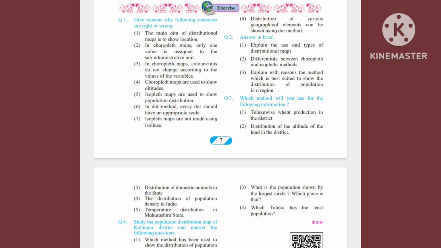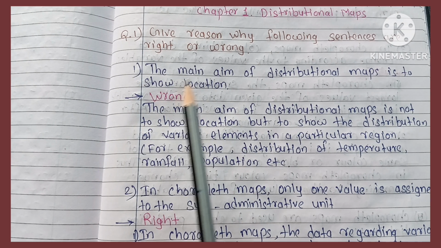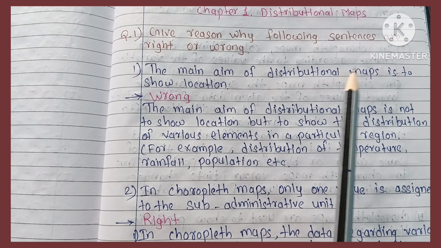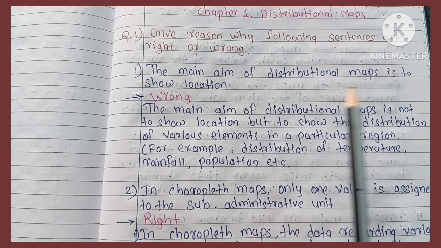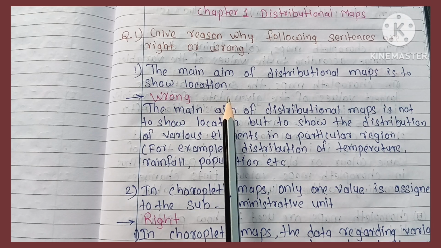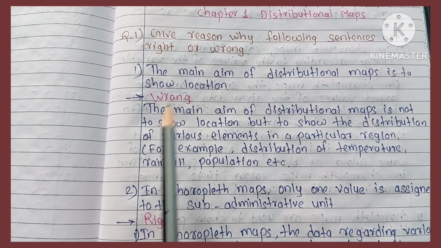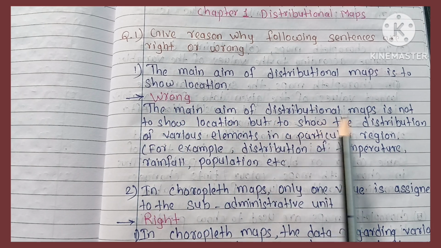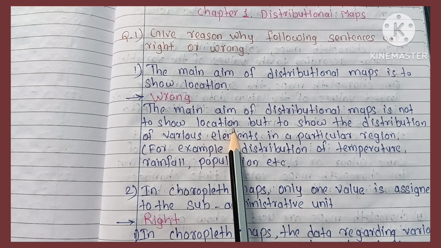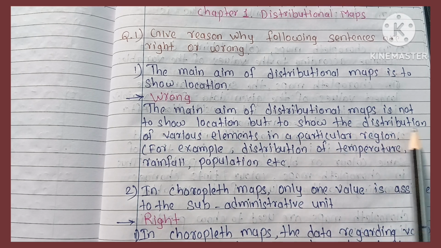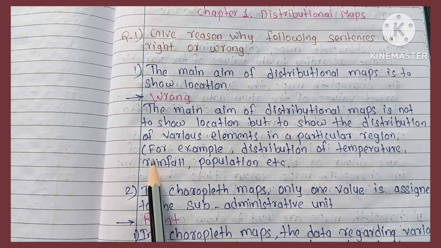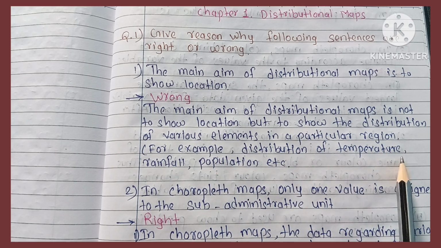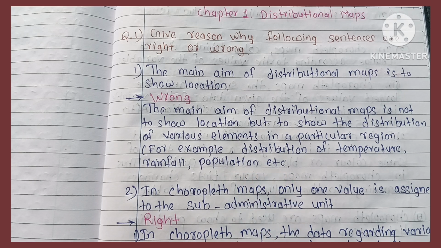देखेंगे। तो चलिए वीडियो को शुरू करते हैं। फर्स्ट क्वेश्चन, गिव रीजन व्हाई फॉलोइंग सेंटेंसेस आर राइट और रॉन्ग। द मेन एम ऑफ डिस्ट्रीब्यूशनल मैप्स इज टू शो लोकेशन। दिस स्टेटमेंट इज रॉन्ग. The main aim of distributional maps is not to show location but to show the distribution of various elements in a particular region. For example, distribution of temperature, rainfall, population, etc.